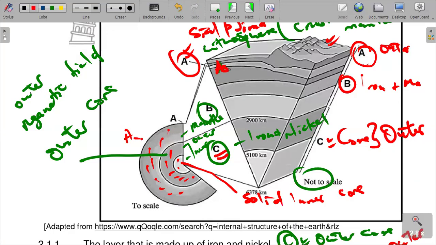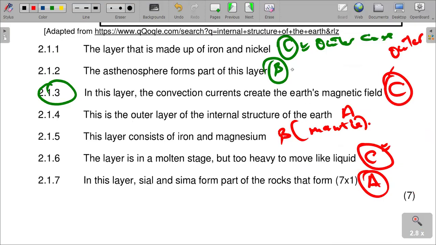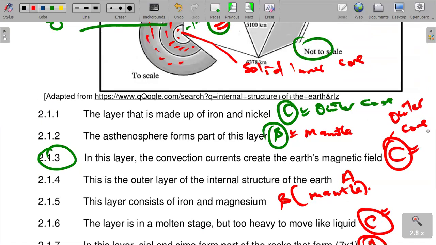The asthenosphere is basically found close to the crust, in layer B, which is the mantle. Then in this layer, the convection current creates the Earth's magnetic field. We also say that is the outer core, which we said is layer C. Layer C, the outer core, is generating the Earth's magnetic field.